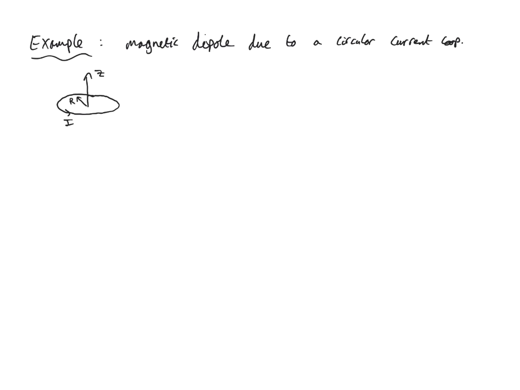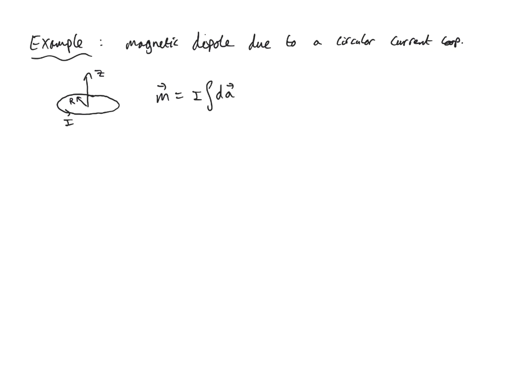Okay, that's the setup. What's the magnetic dipole moment of this thing? It's extremely simple. The magnetic dipole moment m is a vector quantity, which is the current, I, we're given that, times the vector area, which is the integral of dA.